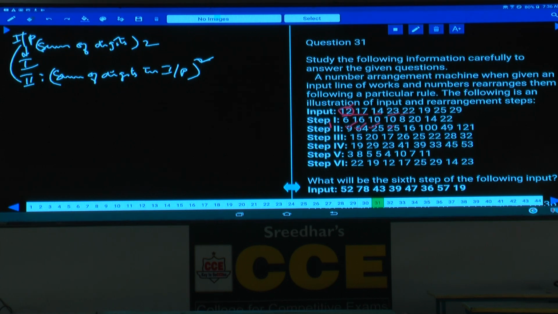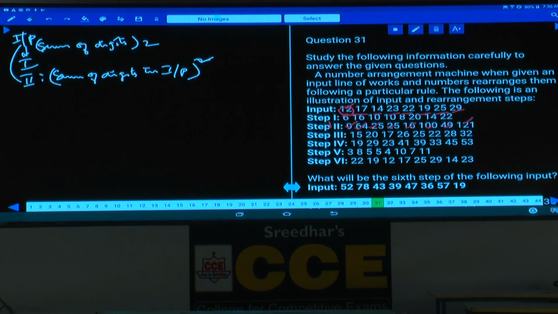And here 2 plus 2 is 4. 4 square is 16. 1 plus 9 is 10, square. 2 plus 5 is 7, square. 2 plus 9 is 11, square. Hence from input to step 2, what is the logic here? Sum of the digits in the input, square, are the numbers in step 2.